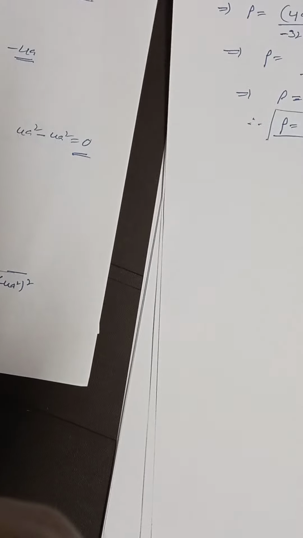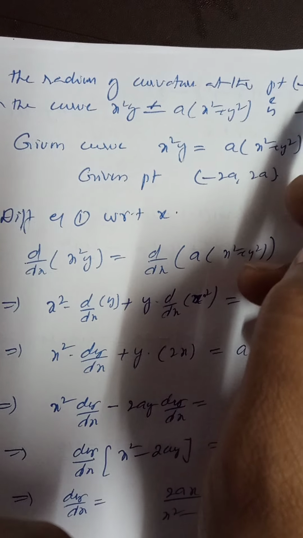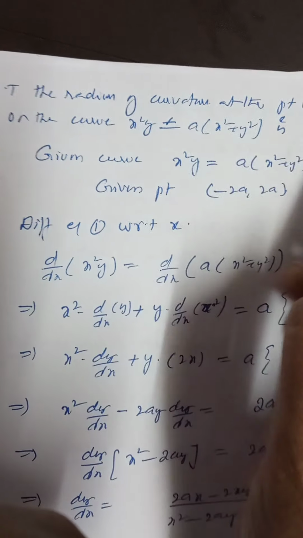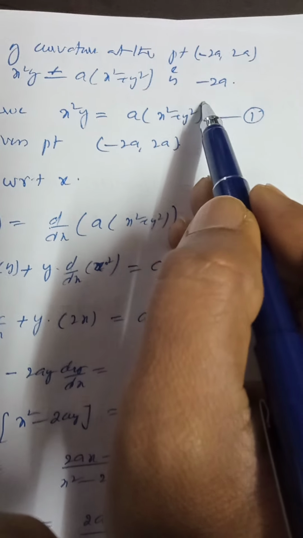This is our question now. Show that rho, the radius of curvature at the point minus 2a, 2a on the curve, is minus 2a, right? This is our aim. Okay, right.